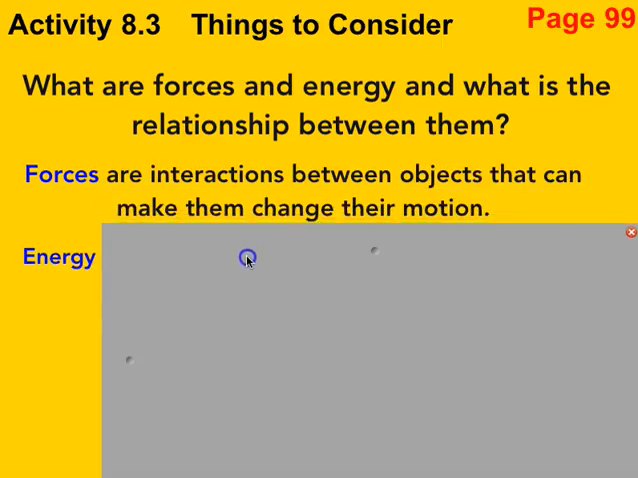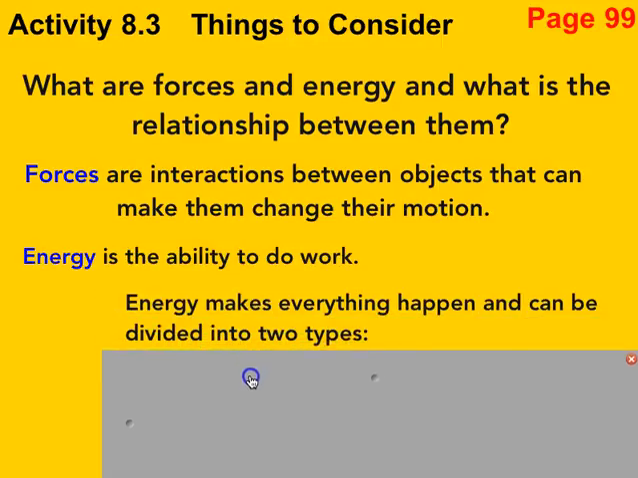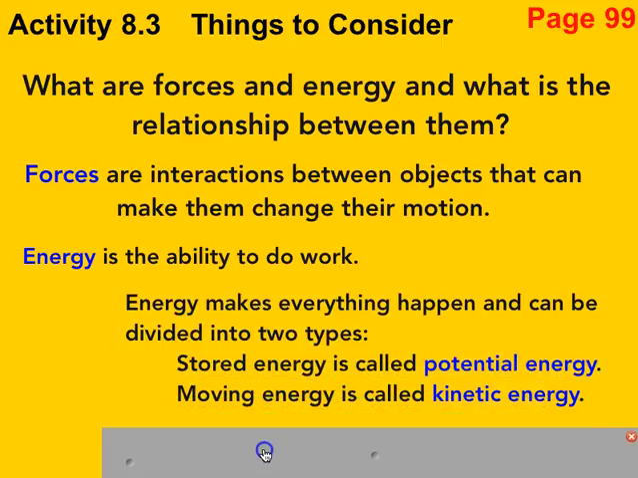Forces are interactions between objects that can make them change their direction. If you kicked a football, your foot applied a force to the football. It made the football change its motion or the direction of its motion. Energy simply is the ability to do work. Energy makes everything happen and can be divided into two types, potential and kinetic energy. We learned that in our last book.